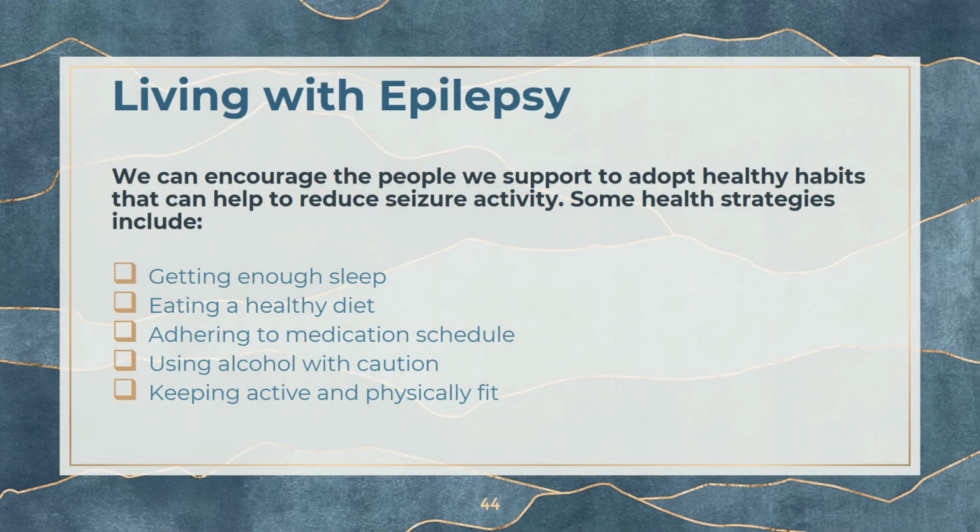Some health strategies we can help people we support with adopting include getting enough sleep, eating a healthy diet, adhering to their medication schedule, using alcohol with caution, and keeping active and fit. These health strategies can help reduce the frequency of seizure activity.